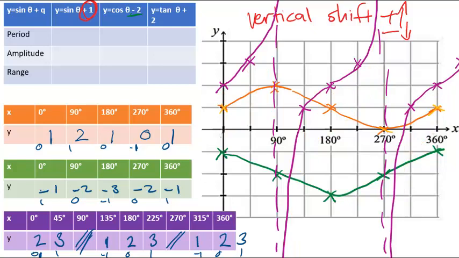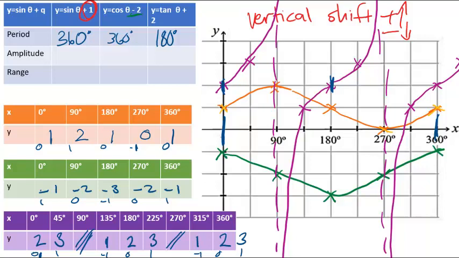Let's go ahead and answer the questions in the table with regards to the period, amplitude, and range. And then you're going to see what effect the q has on period, amplitude, and range. Period of sine is going to go from start to start, and that on the orange graph is still 360. On the green graph, it's still 360. On the purple graph, start to start is still 180 degrees. So period is not affected.